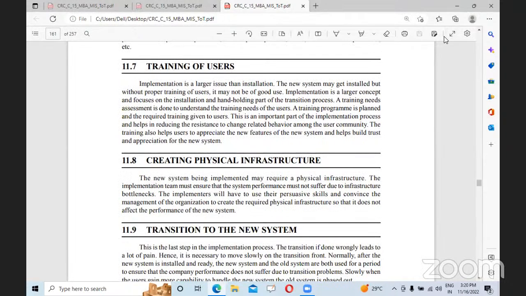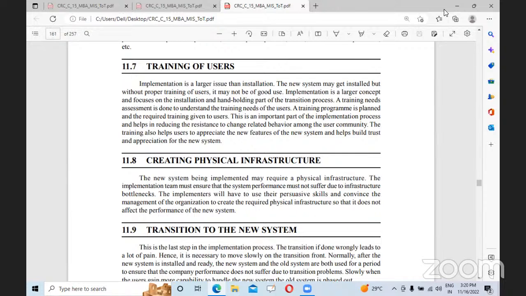Next point is training of the users. Implementation is a larger issue than installation. In the previous class also, we discussed installation. The new system gets installed, but without proper training of users, it may not be of good use. Implementation is a larger concept and focuses on the installation and hand-holding part of the transition process.